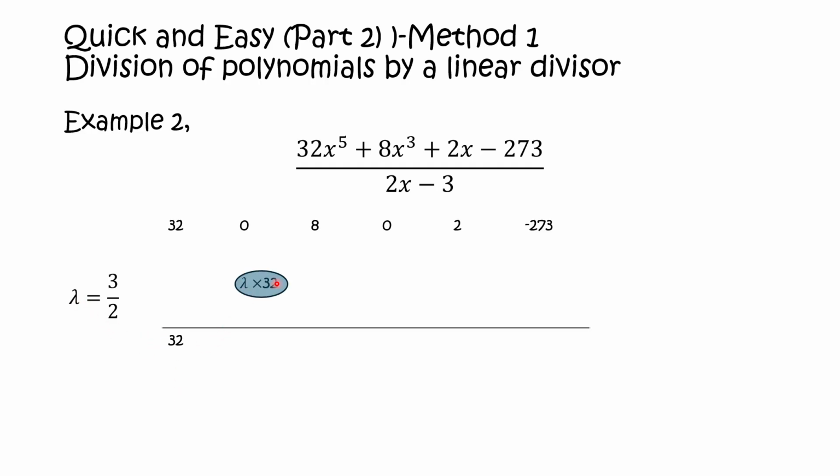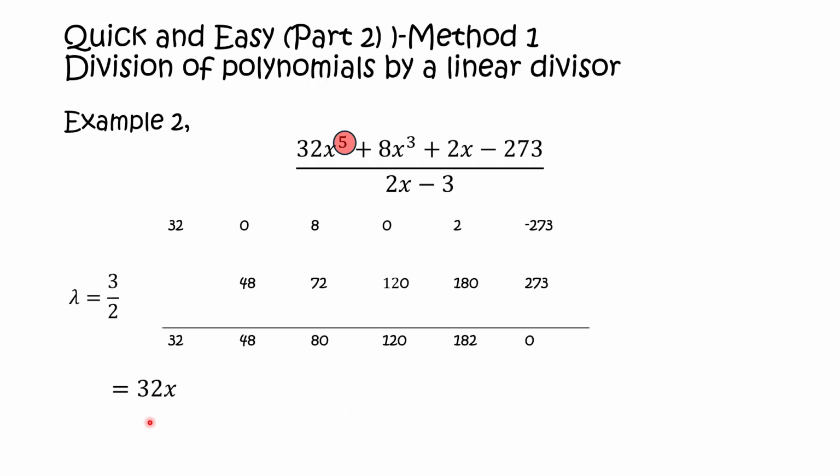We multiply that one by lambda. So when we do so, we are going to get a value of 48, and that multiplied by lambda, we are going to get 72. 72 plus 8 equals 80, times lambda, we get 120. So that plus 0, we still get 120. Then that multiplied by lambda, we get 180. So 180 plus the 2 that we have above there, we would have 182. 182 times lambda, we get 273, which is positive, plus the negative 1, we get a 0.